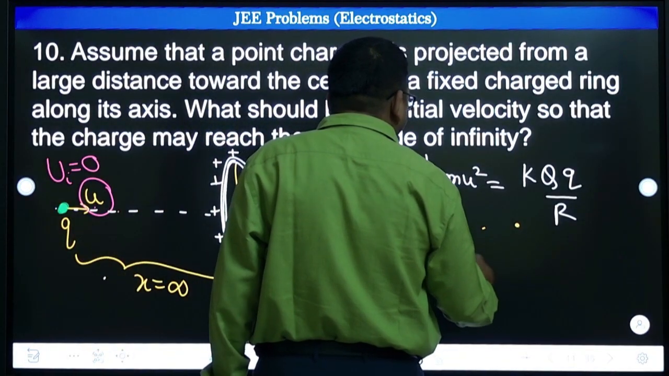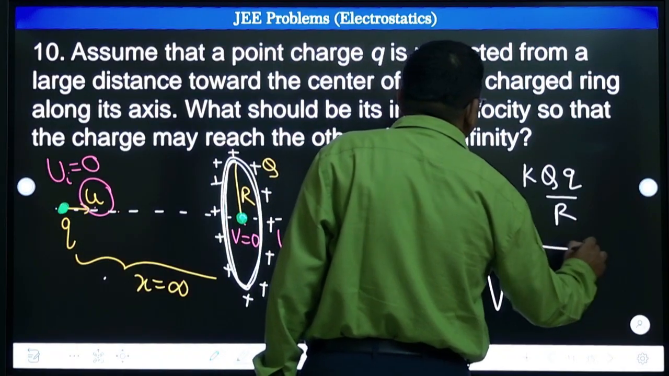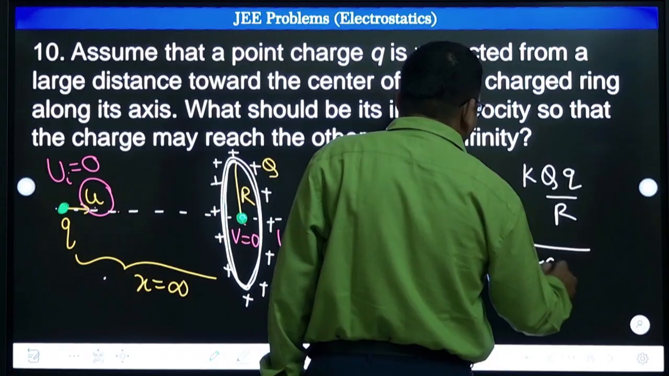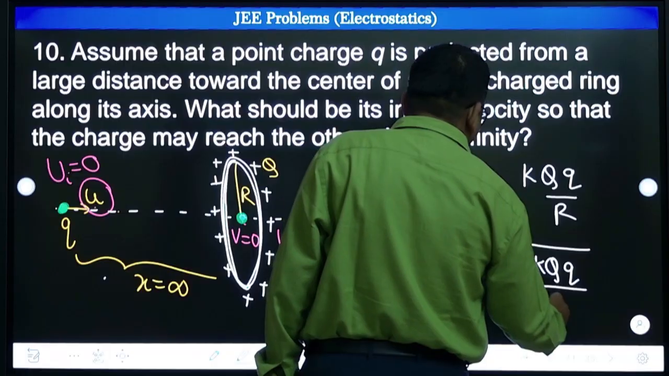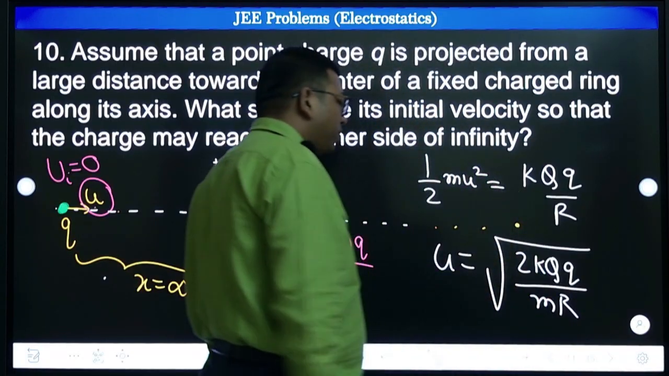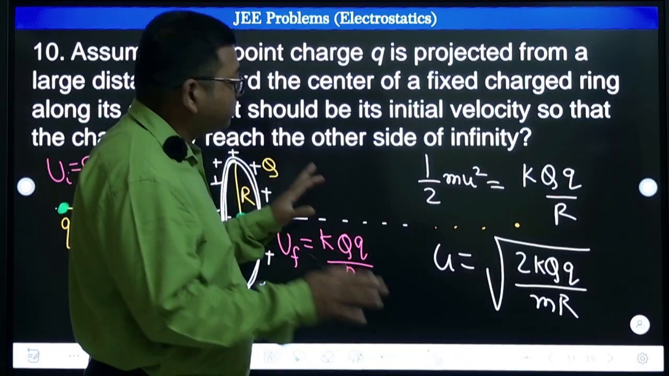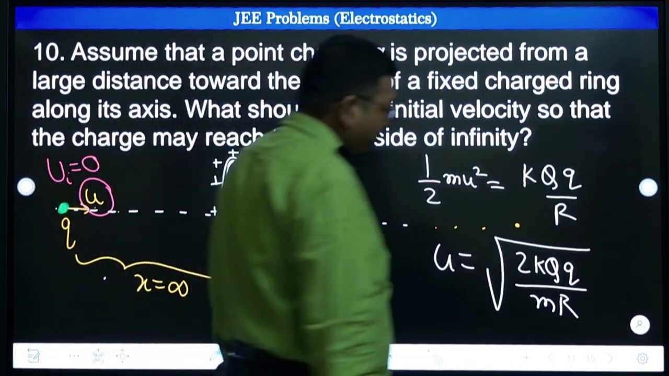So u will be root under 2k capital Q small q by m into r. If you want, you can substitute values. This is what you will get. Okay, let us move to the next.